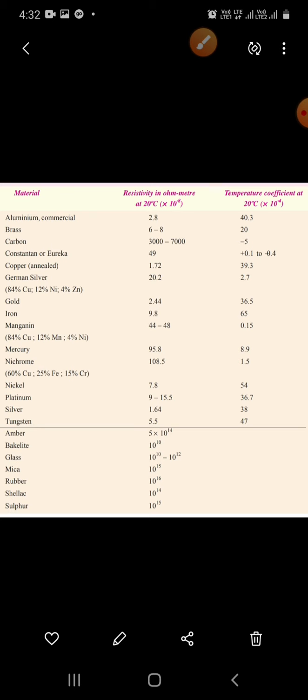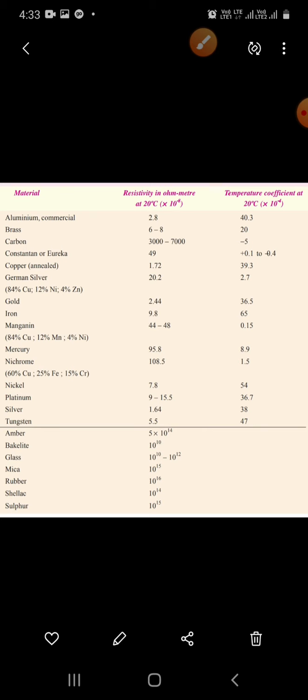In our previous lecture, that is lecture 1, I was talking about the electrical potential. Then I talked about the resistance. Then we discussed the units of resistance, then the laws of resistance. After that we covered the resistivity and the unit of resistivity also.